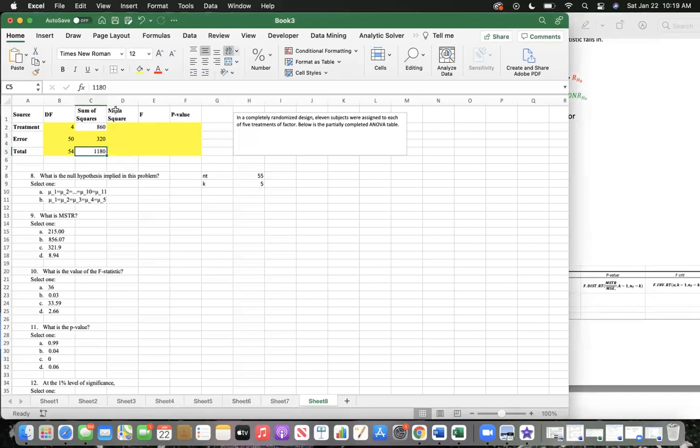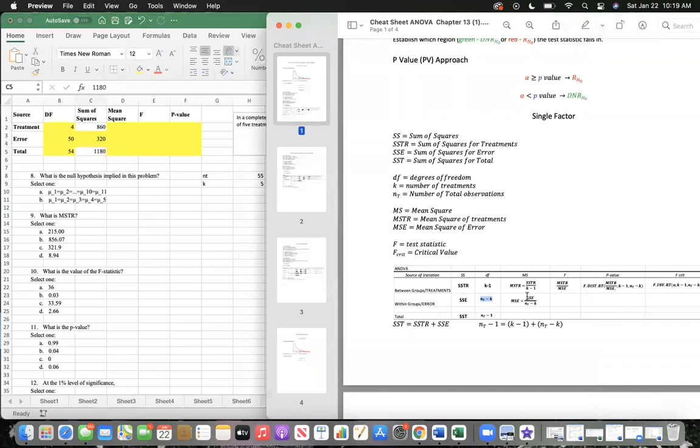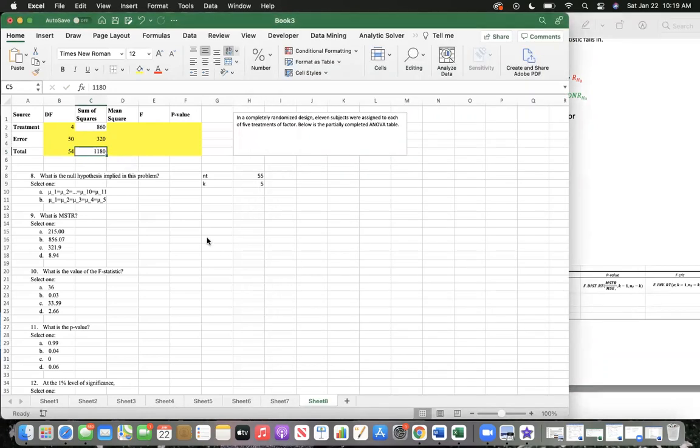Now we need to get our mean square for treatments and mean squared error. So how do we get that? Right here, you can see our mean squared for treatments is our sum of squares for treatments divided by our degrees of freedom. So this value divided by this value. There we go.